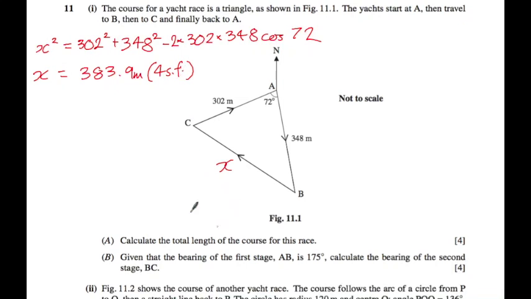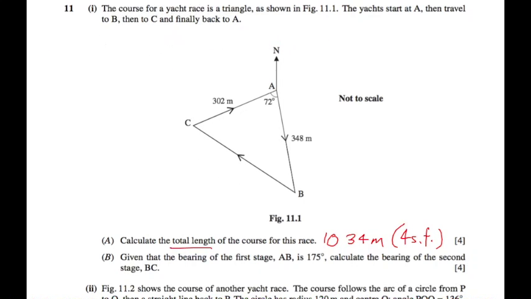But remember, make sure you answer the question. They want the total length of the course. So we've got to add on the 348 and the 302, which in my calculator tells me it's 1,034 metres to 4 significant figures. Okay. Right, so going on to the next bit, I'm going to just write that in there. 383 point, and I'll write 87 just in case I use it in a question where I want quite an accurate answer.